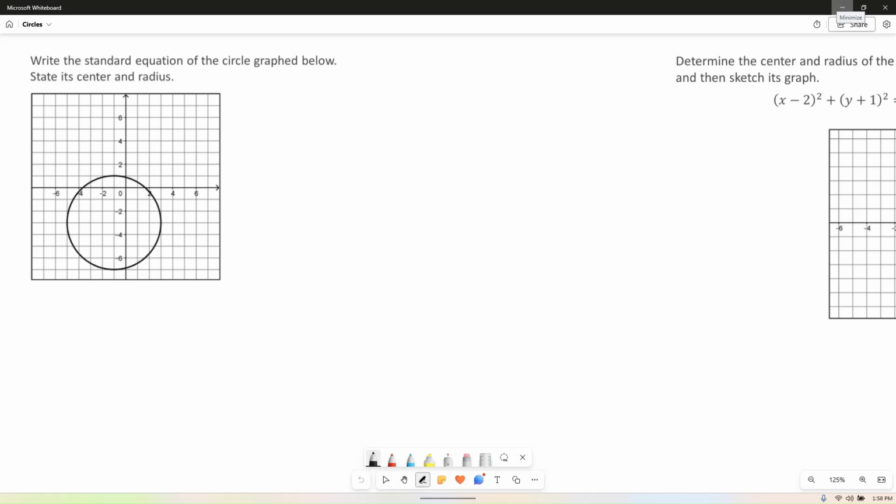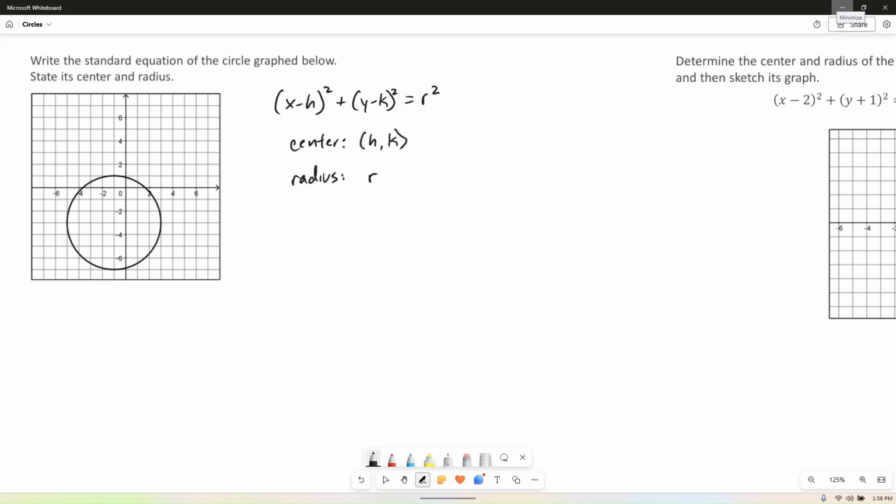Okay. So in this first example, we're given a graph. We want to identify the center and the radius and then write its equation. Well, the standard equation for a circle is x minus h quantity squared plus y minus k quantity squared equals r squared. The center and the radius, those are the two key characteristics of a circle. They're the two pieces of information that describe what the circle looks like. The center, from our equation, is the value of h, comma, the value of k. So that's our x and y coordinate. And the radius is just the r value.